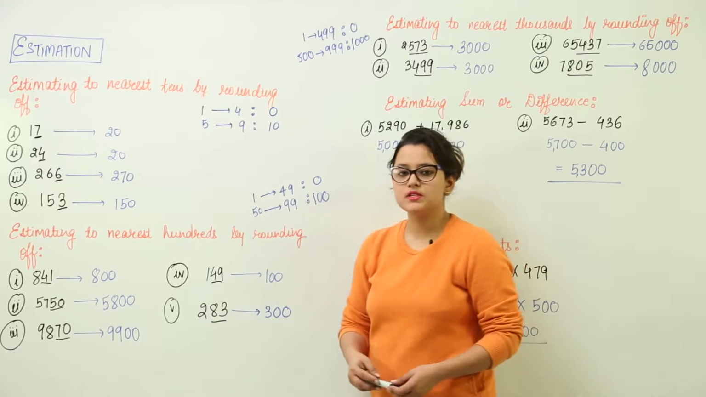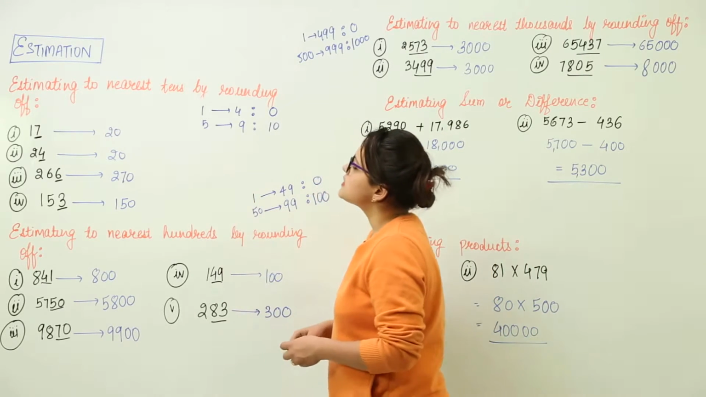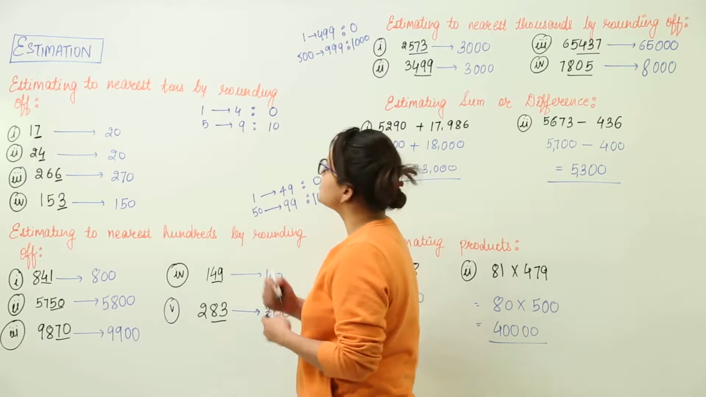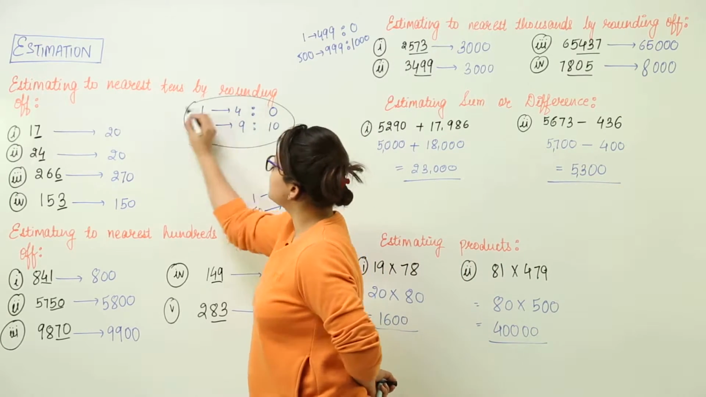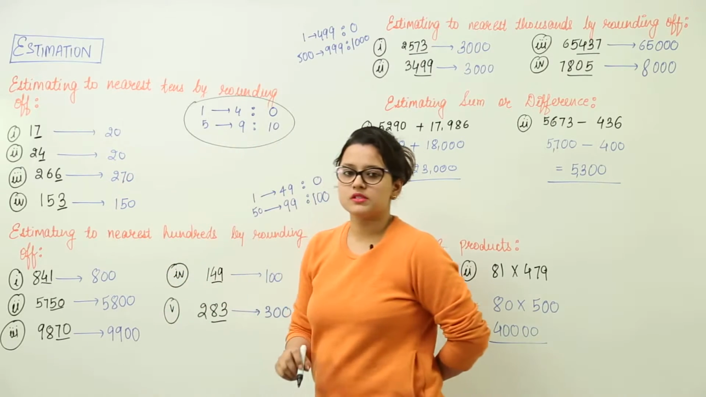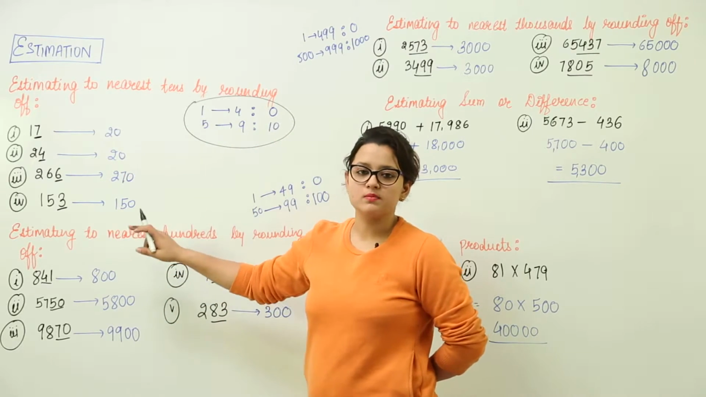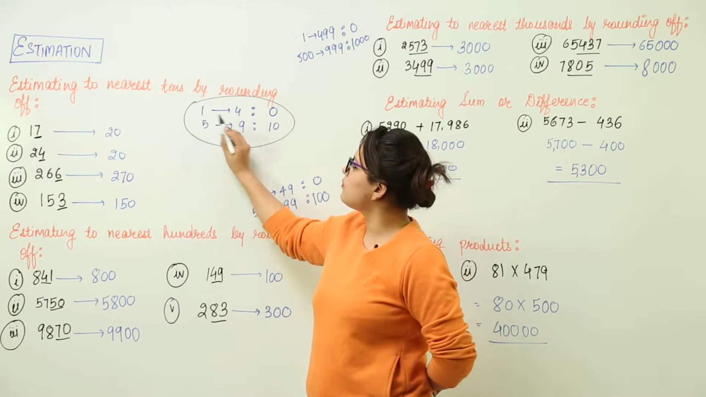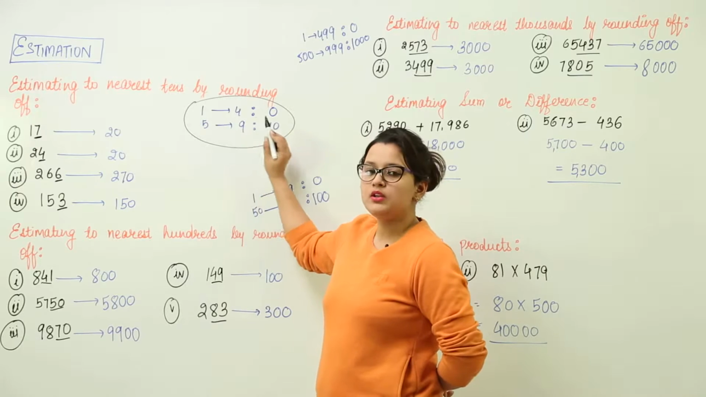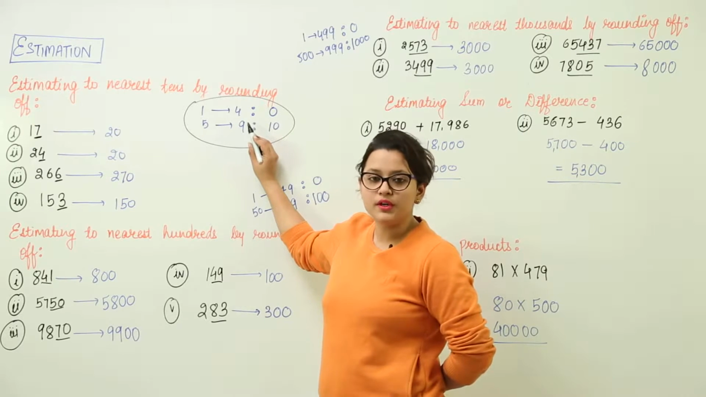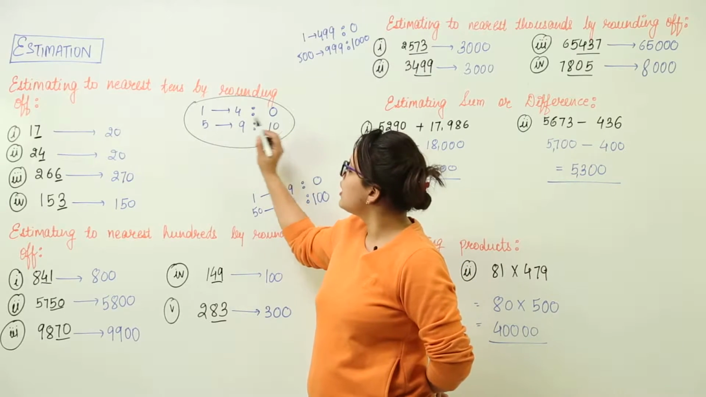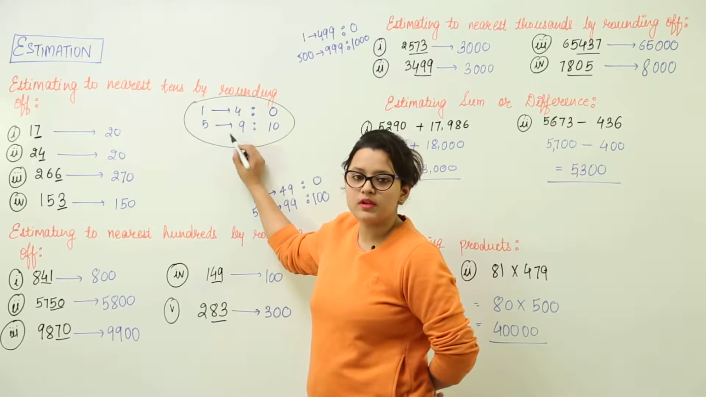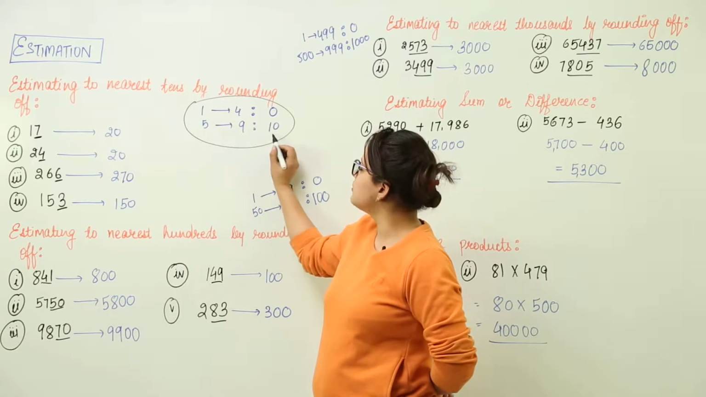We are doing estimation. First of all, we have the estimation to the nearest tens. Now the nearest tens has a rule, that is you have to check the last digit of the numbers. The last digit, that is the ones place of the number, is to be checked. If it is lying from 1 to 4, then you have to estimate it or round it off to the 0.